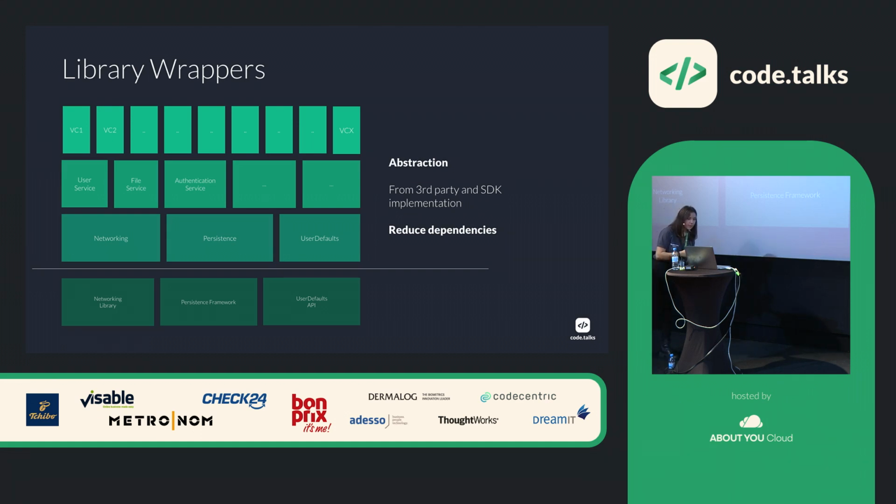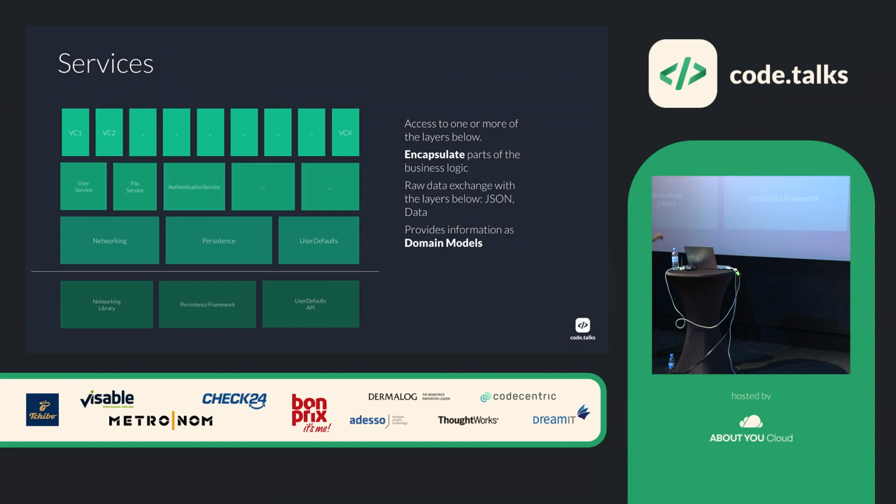Now, moving one step up. This is the service layer. The service is usually accessing one or two of the layers below. They usually process raw data like JSON or database responses, and they encapsulate it into your domain models. They also might contain some of the business logic of your application.